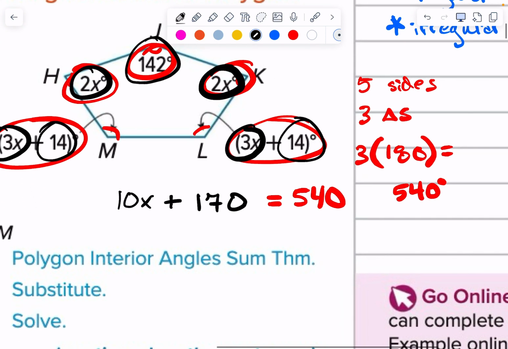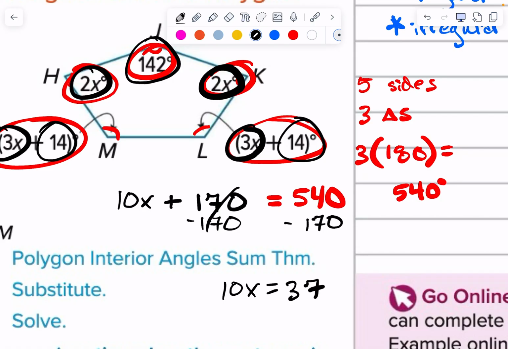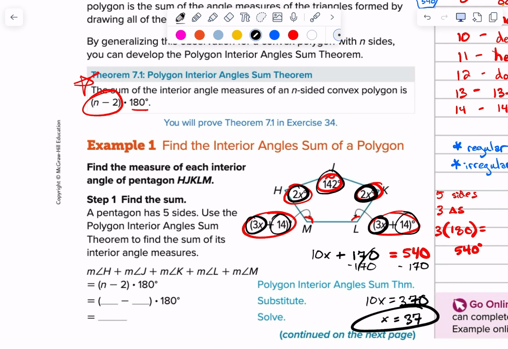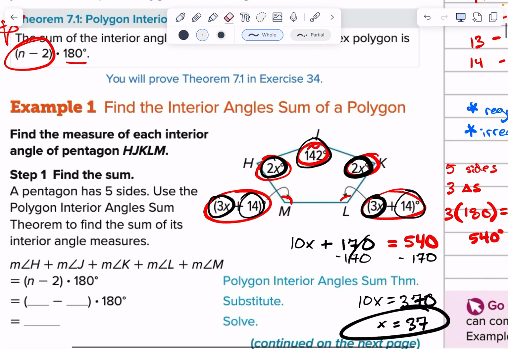All right, now let's solve for x. If I subtract 170 from 540, 10x equals 370. So x is how much? 37. X is 37. But they want us to find the measure of each interior angle of the pentagon.